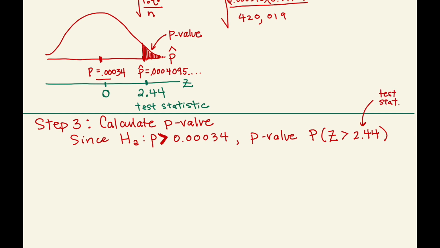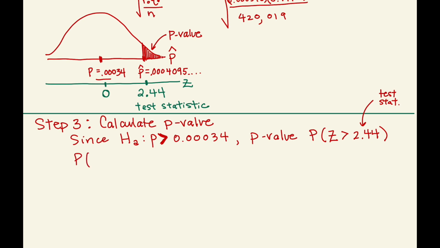The reason we know is that you can always look at your alternative hypothesis. We see that it's greater than, and we see that this is what we would call a right-tailed test. So we're going to be calculating the area in the right tail, to the right of the test statistic.